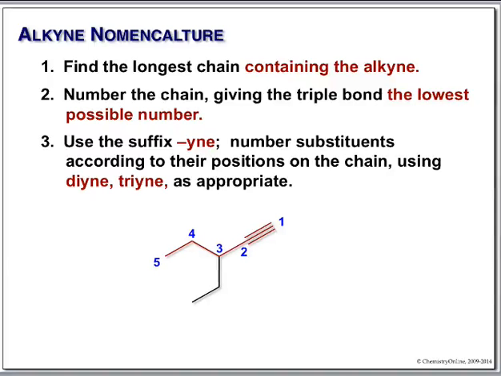We have to put a number in to show where the triple bond is. So this is a 1 pentyne. We also have an ethyl group down here attached to carbon 3. Just like naming a simple alkene, we'll stick this in front. 3 ethyl, 1 pentyne.